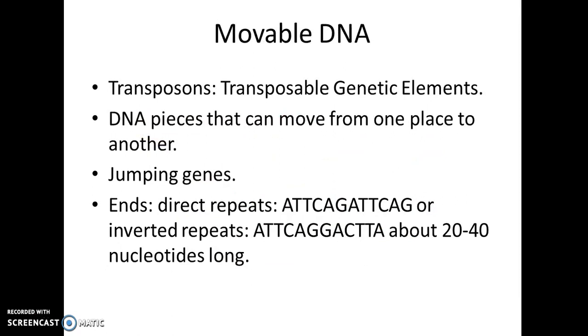So now we have movable DNA. So DNA, you might be thinking, is plastic, but it is not. It can move. Transposons are known as transposable genetic elements. It's another name. And they are pieces of DNA that can move from one place to another. They're also known as jumping genes that were discovered by Barbara McClintock, where she earned herself a Nobel Prize. The ends of transposons are either repeats or inverted repeats, and they're anywhere from 20 to 40 nucleotides long.